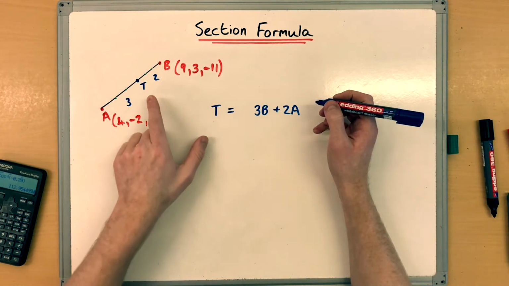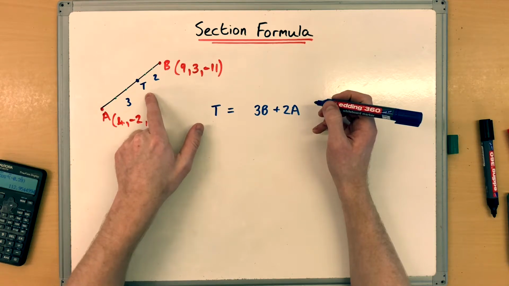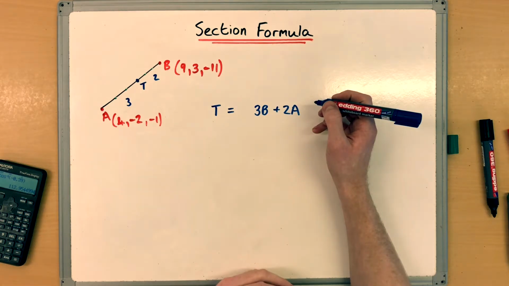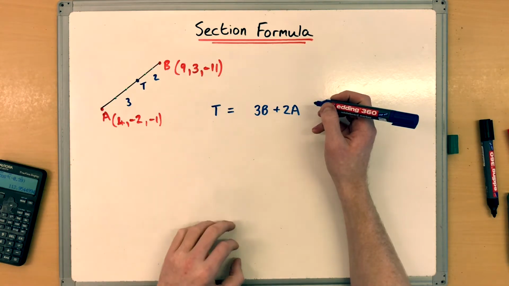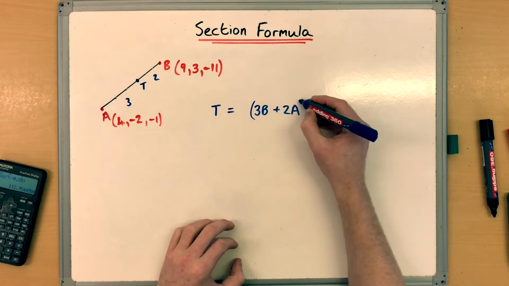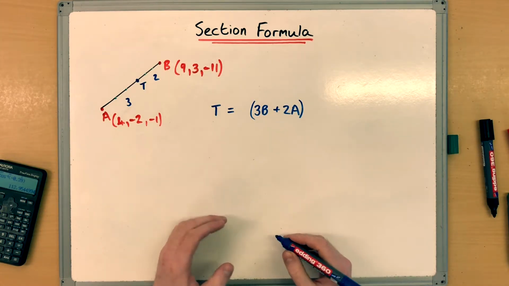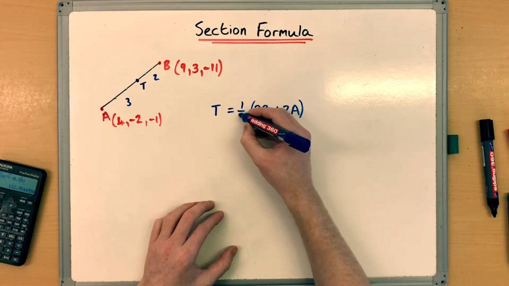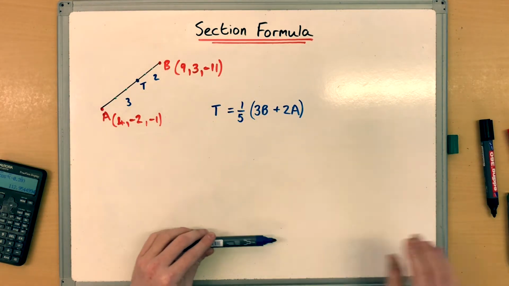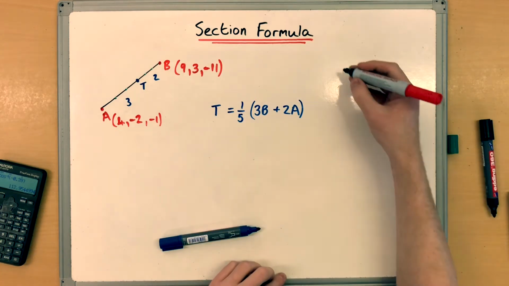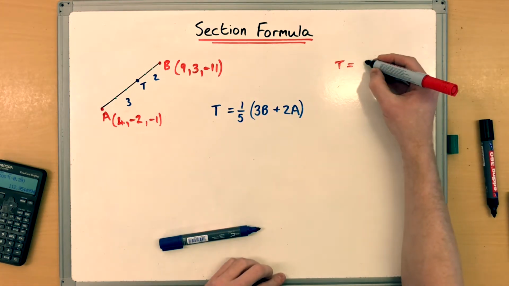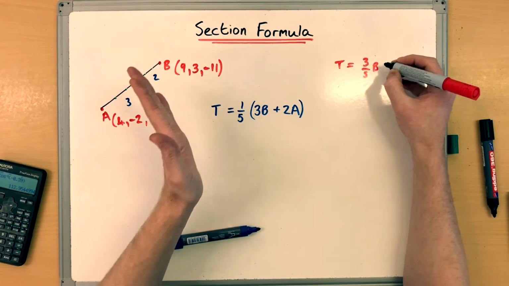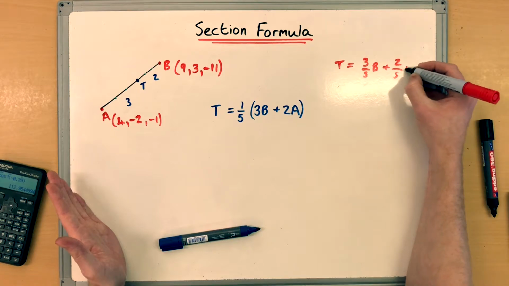Another way of thinking about it is which coordinate is T closer to? It's closer to B. So it makes sense that B has a bigger number, the more important number in front of it. Okay, so cross those numbers over, put a bracket around it, and we're going to divide that by 5. 2 plus 3 is 5. What this actually is, is a shortened version of saying T is 3/5 towards B and 2/5 back towards A.